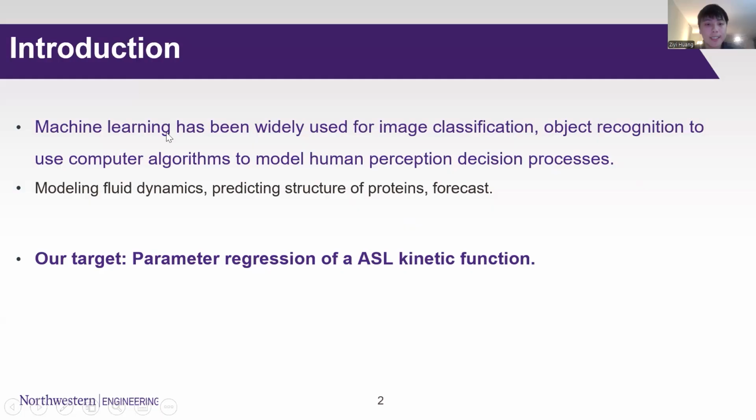So machine learning has been widely used for image classification and object recognition, using computer algorithms to model human perception and decision processes. Recently, machine learning algorithms achieved great progress for tasks like modeling fluid dynamics, predicting structure of proteins, and forecast prediction, applied to scientific problems using data-driven methods. Our target is to use a machine learning method to do parameter regression for the arterial spin labeling kinetic function, which is a nonlinear function.